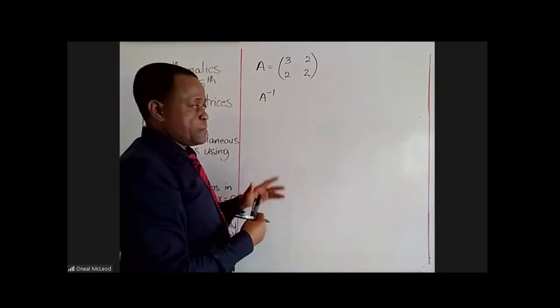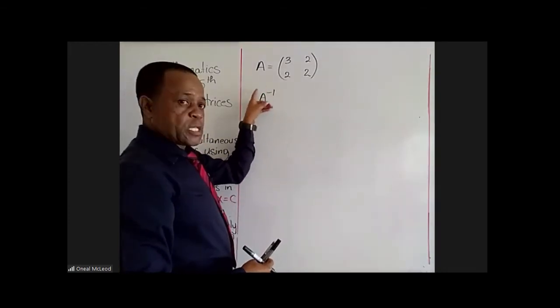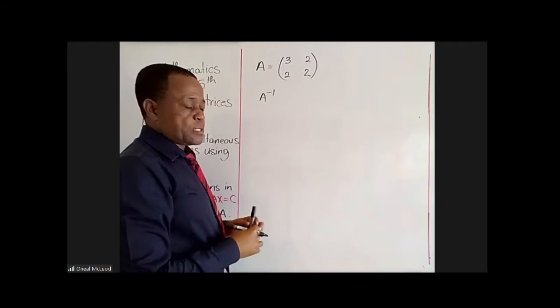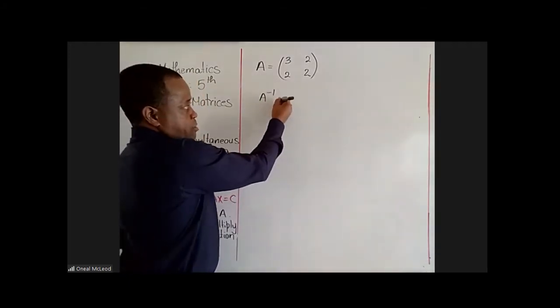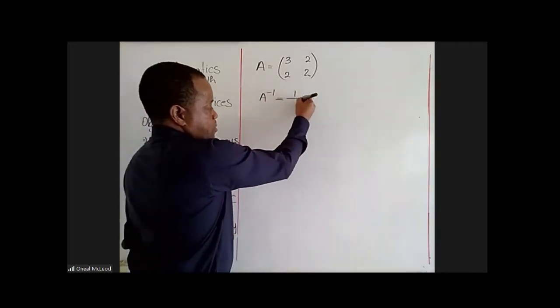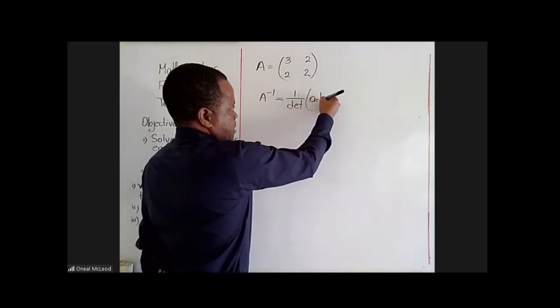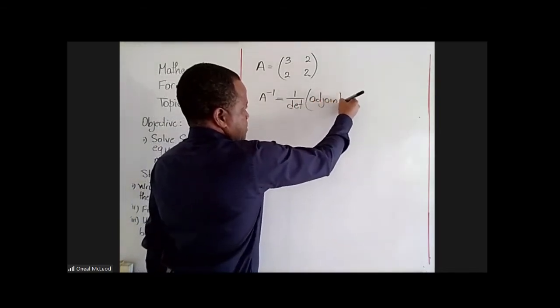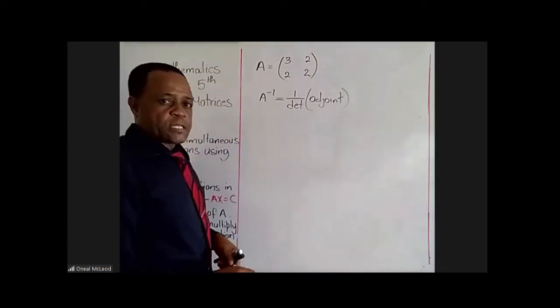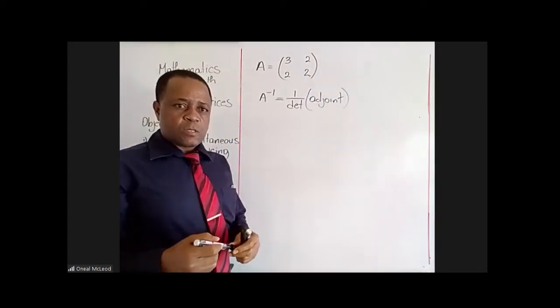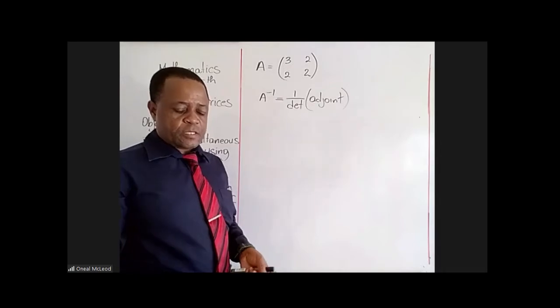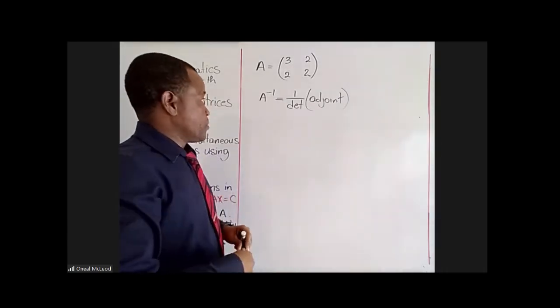Now remember, that's the notation for the inverse of the matrix. The inverse of the matrix is 1 over your determinant times your adjoint. So that's the formula that we use to find the inverse of the matrix.